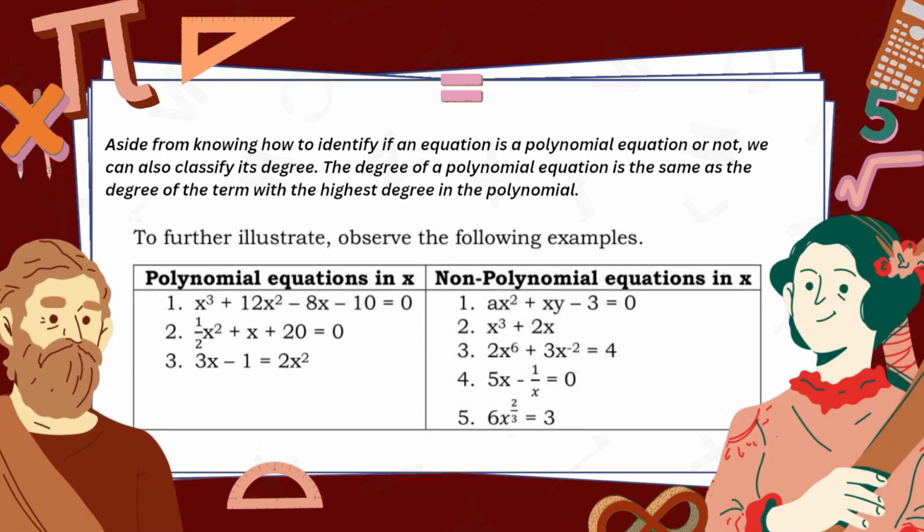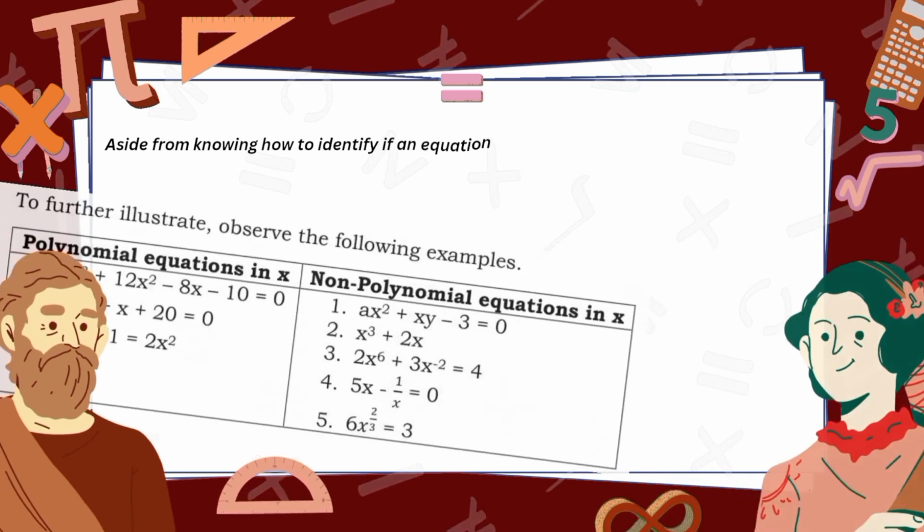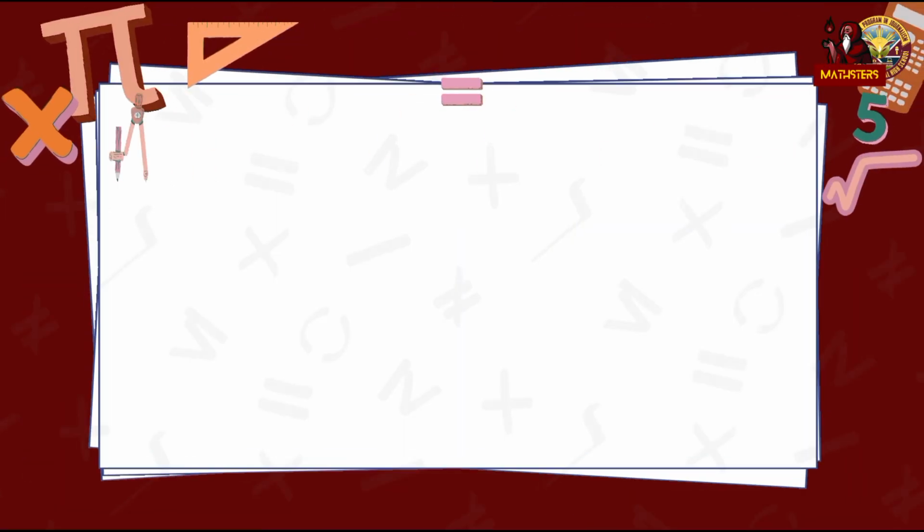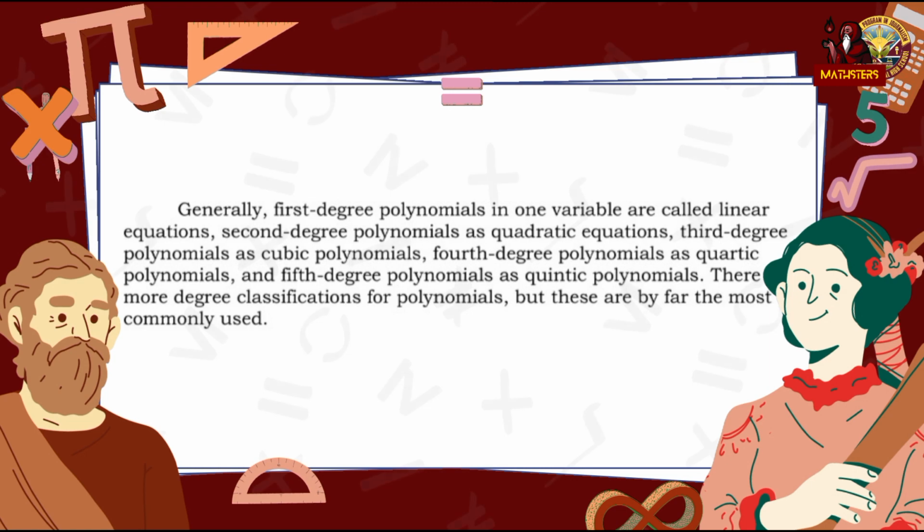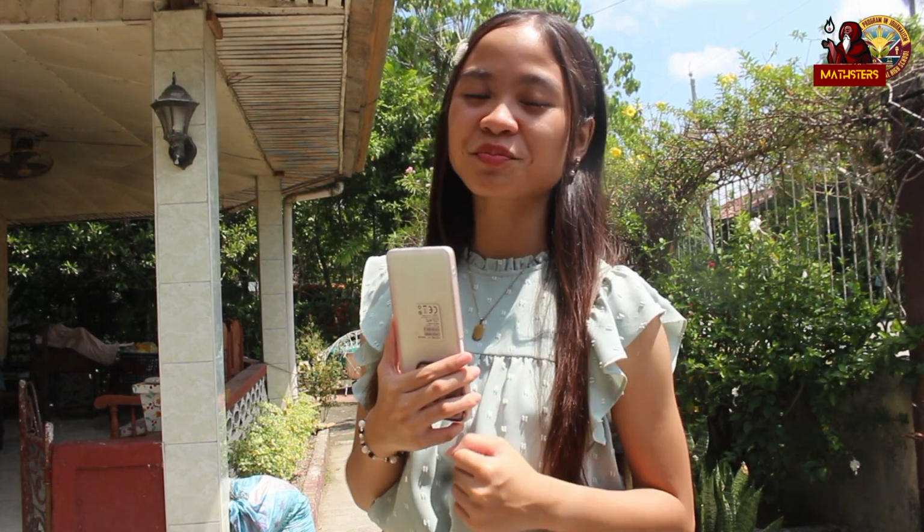Aside from knowing how to identify if an equation is a polynomial equation or not, we can also classify its degree. The degree of a polynomial equation is the same as the degree of the term with the highest degree in the polynomial. Here are some examples. Try to check your answers on our previous exercises. Do you think you understand polynomial equations now? If you think you're already set to dive into the next lesson, then we can now proceed.